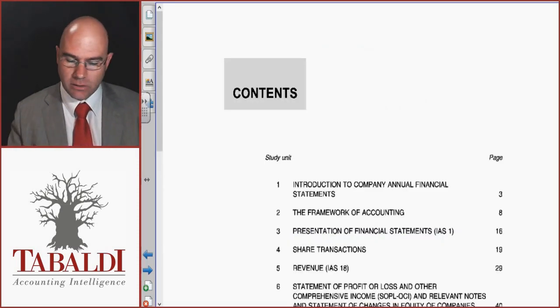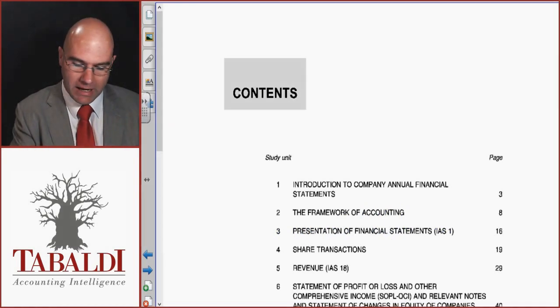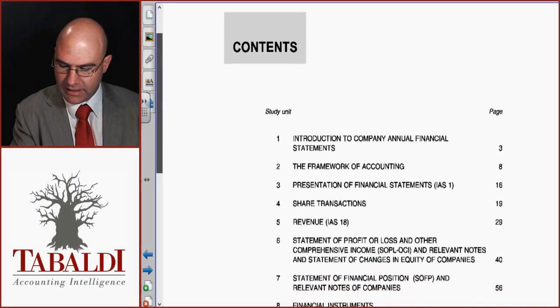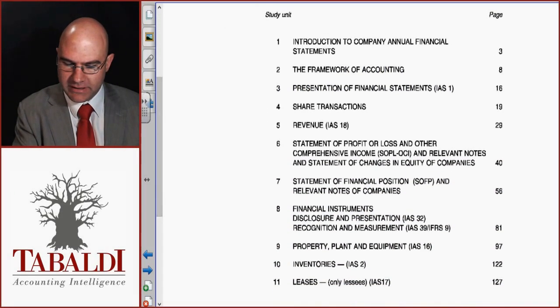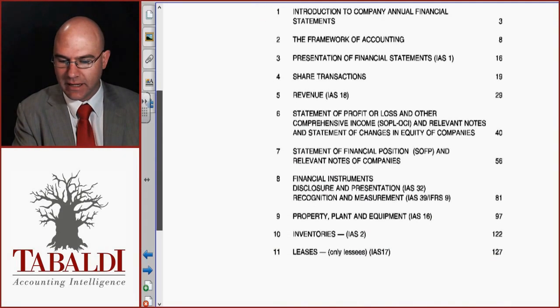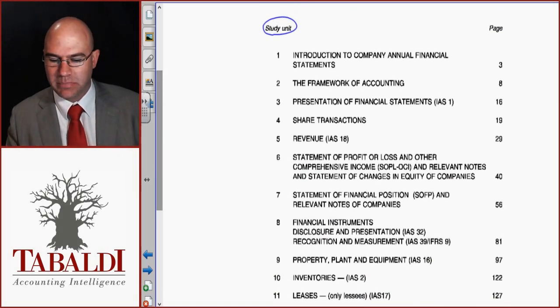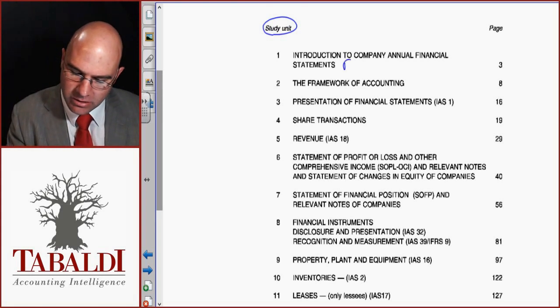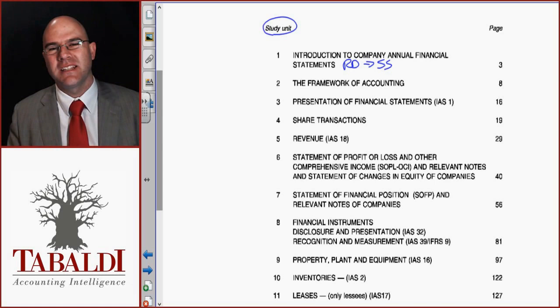Let's have a quick understanding of what FAC2601 is all about. I've just pulled up your study guide and you've got all the different study units listed down the left-hand side. You've got Introduction to Company Annual Financial Statements. Guys, you're going to read through that as self-study. It gives you a bit of background.